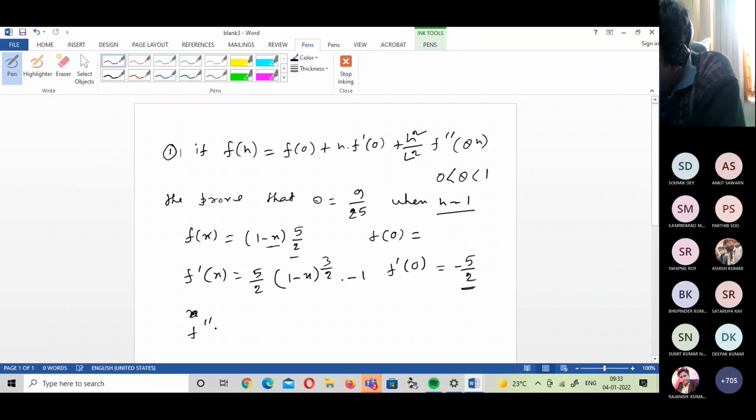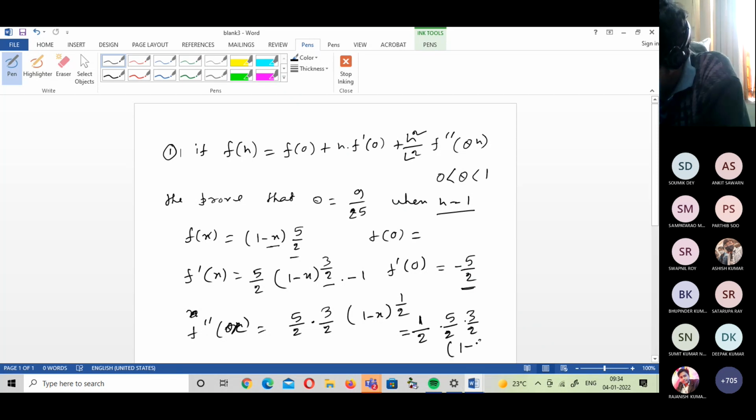Now f double dash x, as h is equal to 1, that you obtain will be 5 by 2 into 3 by 2, 1 minus x to the power 1 by 2, 3 by 2 minus 1 into minus 1 into minus 1, that is the same. So it will be h square by factorial 2 into 5 by 2, 3 by 2, 1 minus theta h. Theta h is 1 minus theta to the power half.